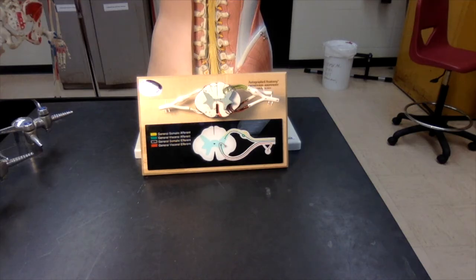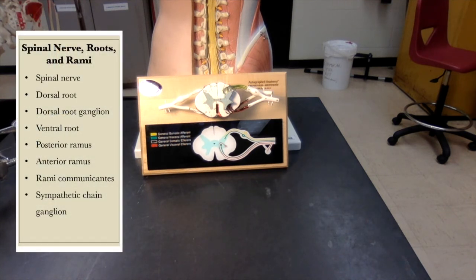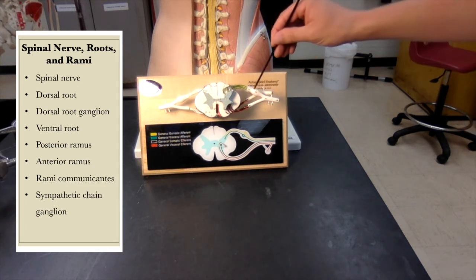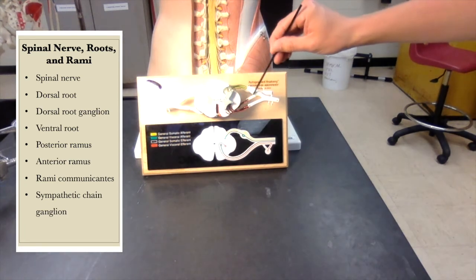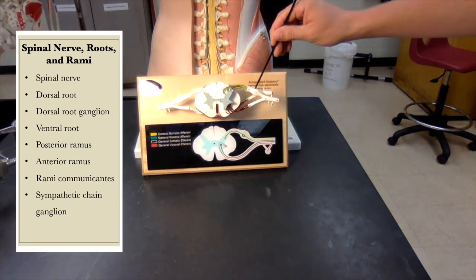We are now interested in how nerves will be connecting to our spinal cord. So first we need to know if we're looking at the anterior or posterior side. I think the dorsal root ganglion is our best landmark, so this is always going to be on a posterior side.